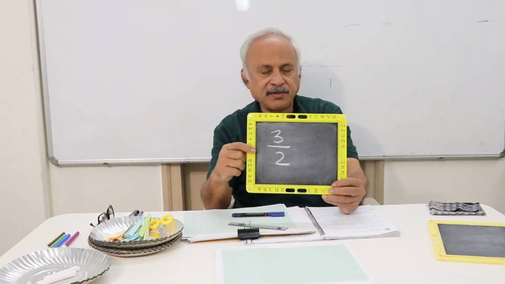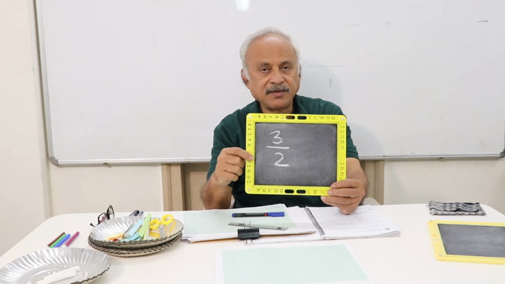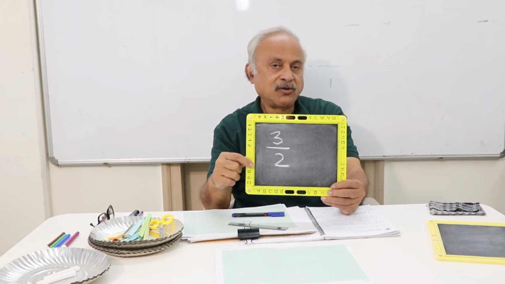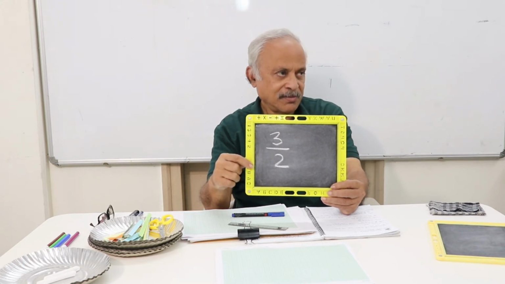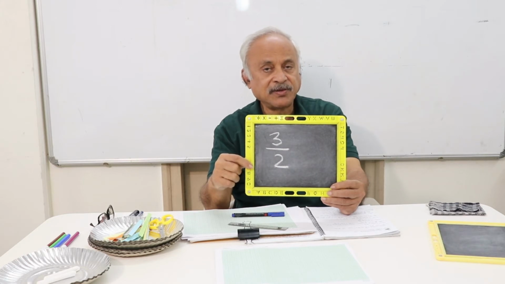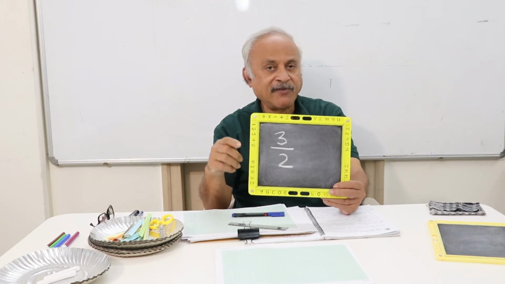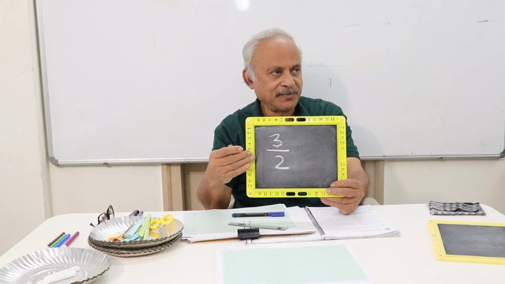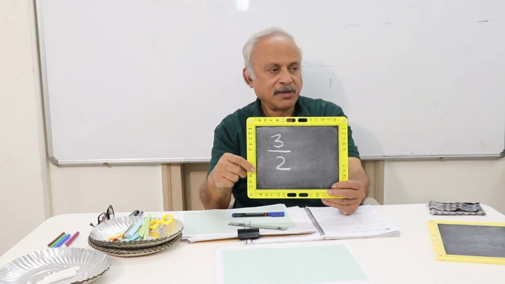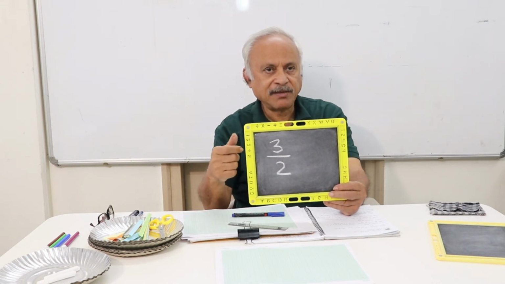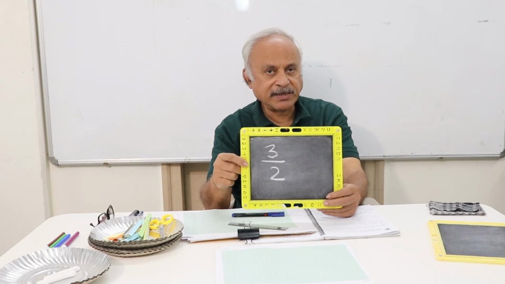Right. So I can say that this is 3 by 2. I can say that this is 3 upon 2. I can say that this is 3 divided by 2. I can say that this is 1 by 2 plus 1 by 2 plus 1 by 2. And I can also say that this is 3 pieces of 1 by 2. So there are so many ways of describing this. So now, please take your slate and I'm going to say something and you have to write it.